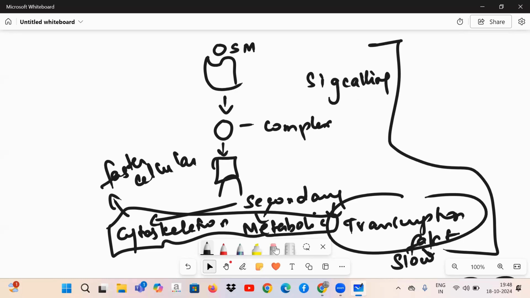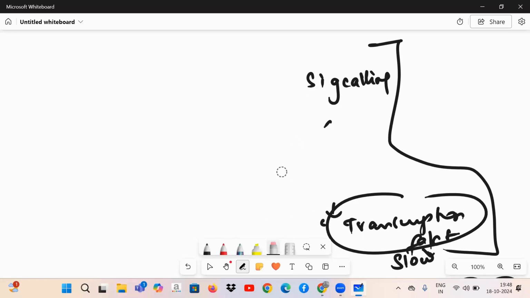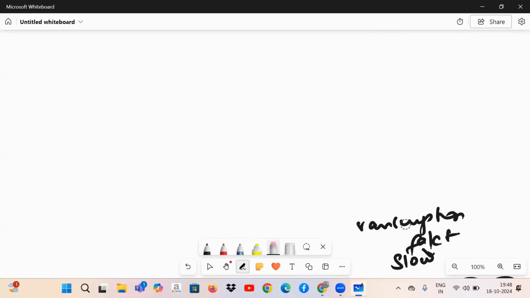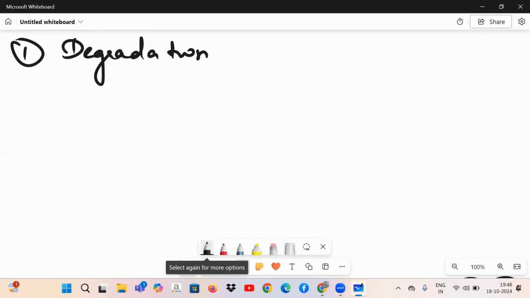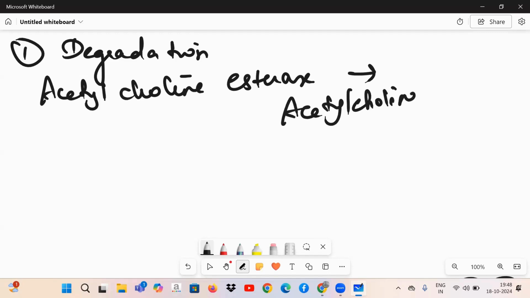Now we are talking about response, but somehow this has to end. It cannot keep on going. That is where termination of the signal comes in. Once the signaling molecule has finished its work, it has to be removed from the system, which you asked me about. This also has some steps. First one is degradation of the signaling molecule. For example, there are enzymes like acetylcholine esterase, which degrades acetylcholine, a neurotransmitter in the synaptic cleft.